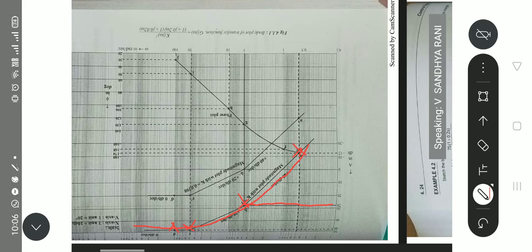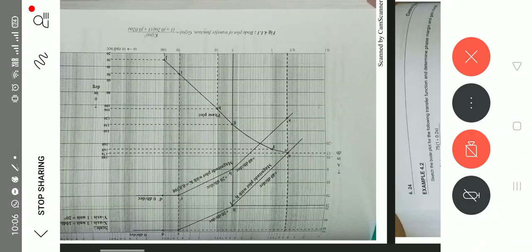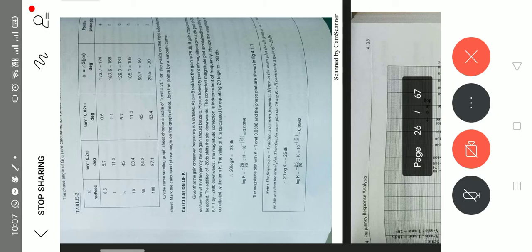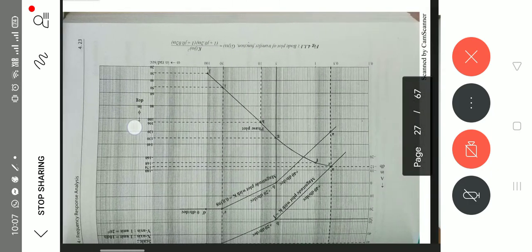Okay, in the same way we can represent the phase. Here 0.5 is 174, 5 is 130. I am taking only these values: 0.5 is 174, 5 is 130, 50 is 50, 100 is 30. Phase value at corner frequency 0.5 is 174, at 5 is 130, at 50 is 50 degrees, and at 100 is 30 degrees. So we can represent it here.